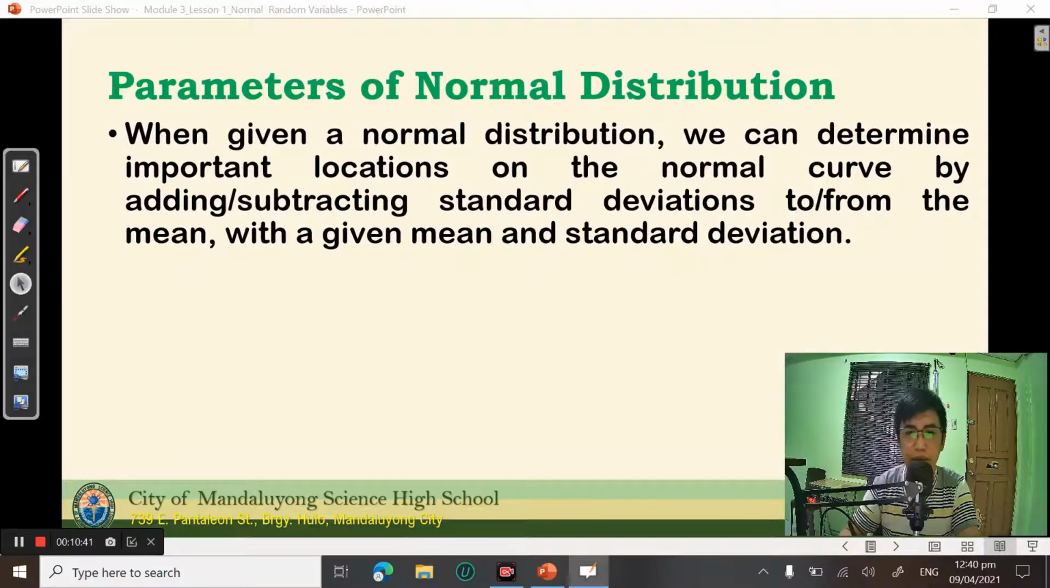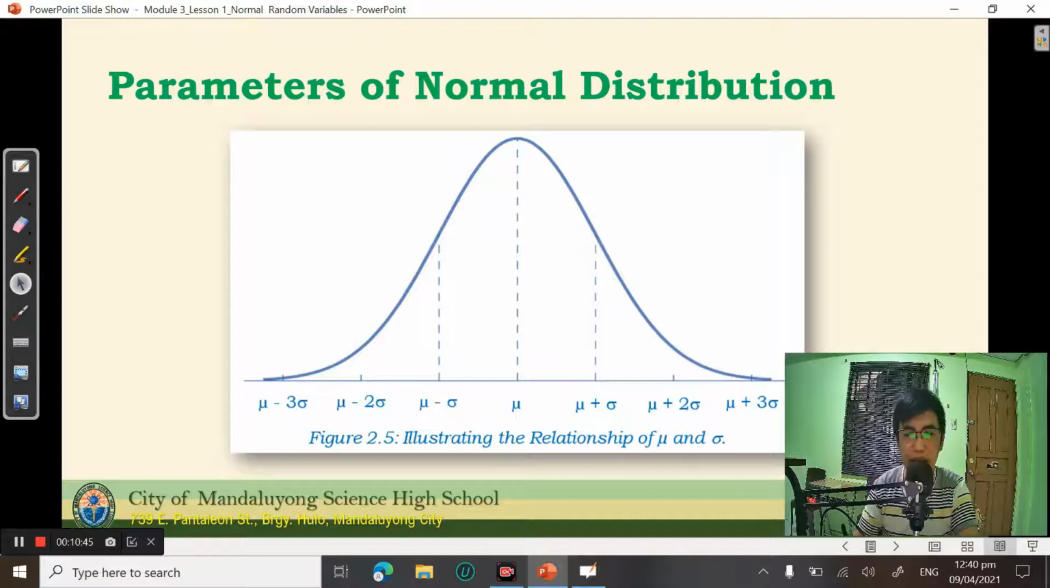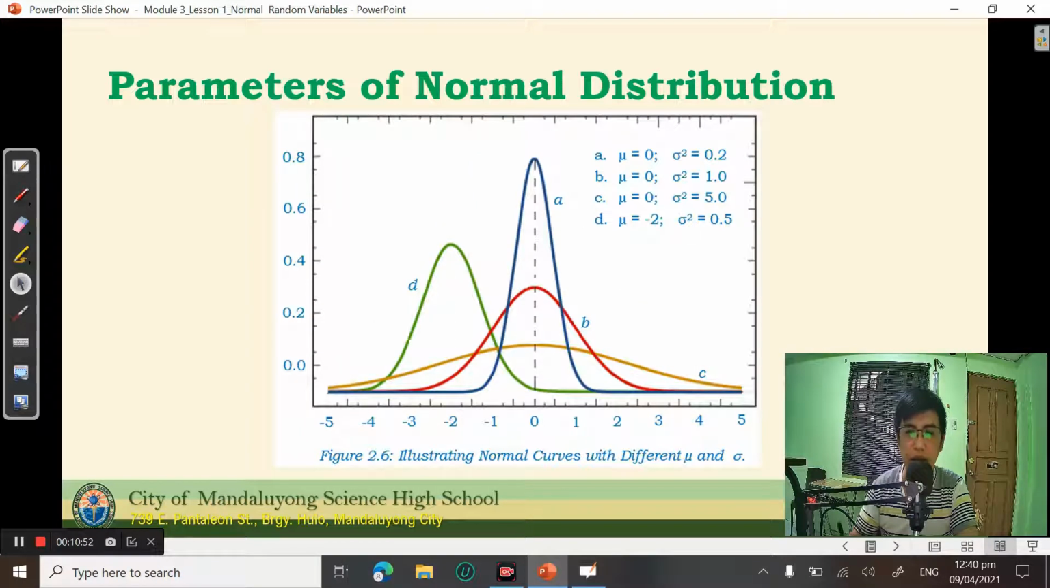Okay? Now, so, ayan. I have already shown to you the relationship between the mean and the standard deviation. Okay? Now, I want you to focus on the graph of A, B, C, D. First, let's talk about the graph of the distribution of A and D. Okay? So, you will notice that when we change the mean, so from 0 to negative 2, we change the mean muna tayo. What happened? So from the center, which is 0, it shifted to negative 2. So to the left. Okay?